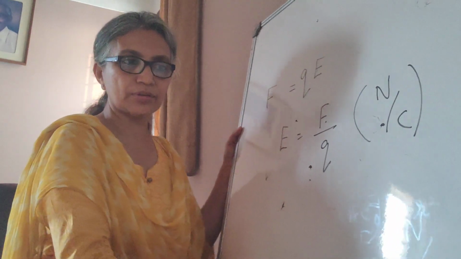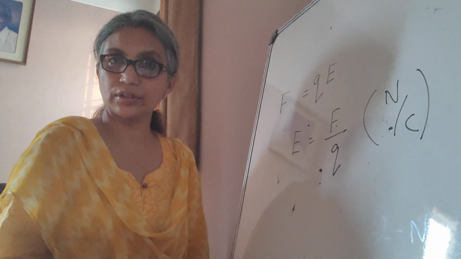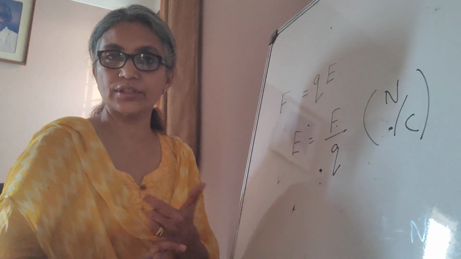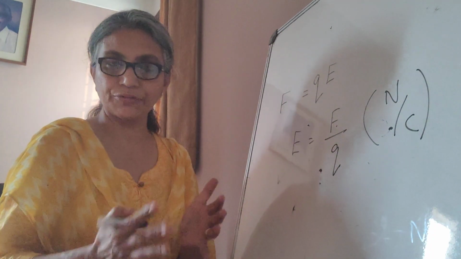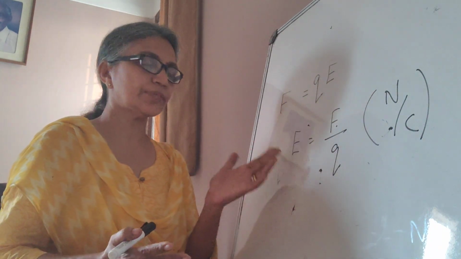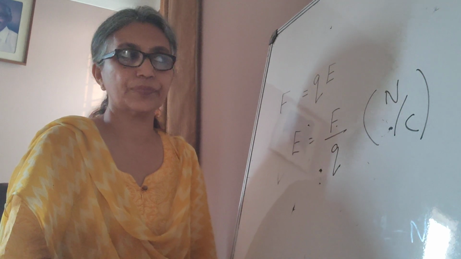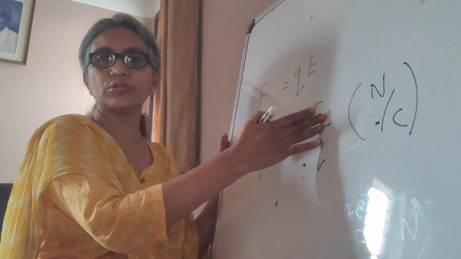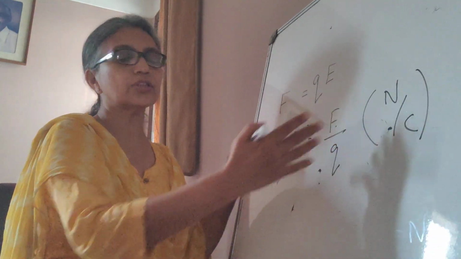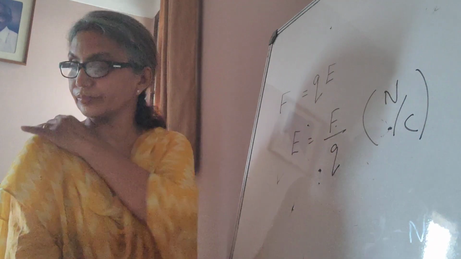I hope the whole thing about this electric field is clear to you. All you need to know is electric field is a vector quantity. It has a direction. Electric field has two definitions. Its magnitude is given by 1 by 4 pi epsilon 0 Q by R square. The relation between total force and electric field I have written here, F equal to Q times E. Its SI unit is Newton per Coulomb. This is all you need to know on electric field.